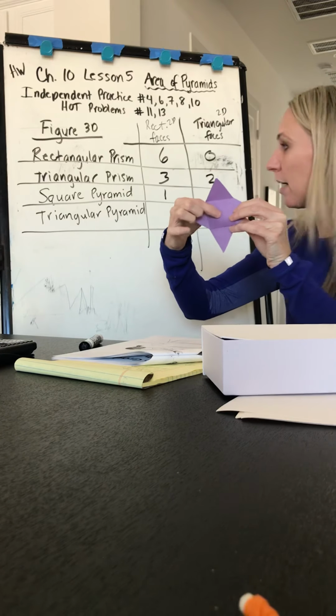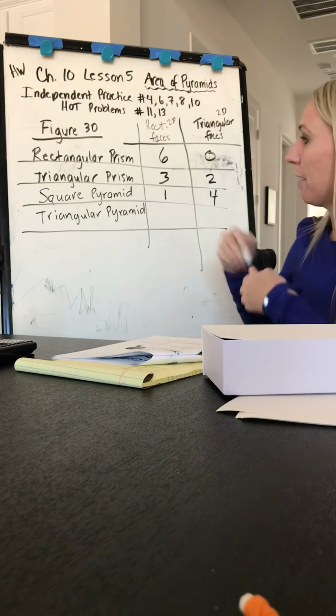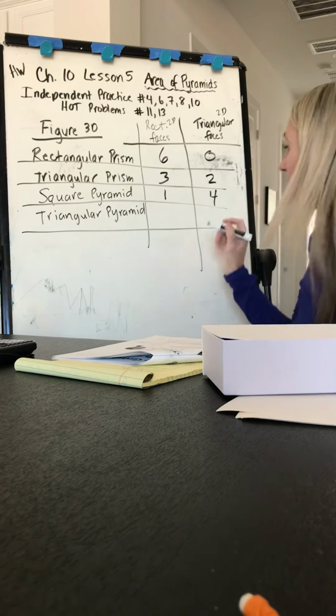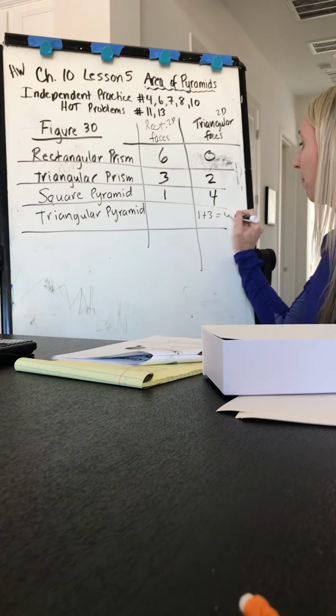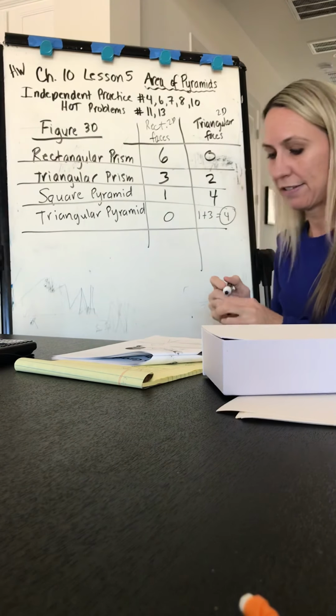And then a triangular pyramid, instead of this being a rectangle, this is going to be a triangle. So you're going to have 1 as the base, but then you're going to have 3 coming off the sides. So you have 1 plus the 3, which will give you 4 total, and there's no rectangular faces there.